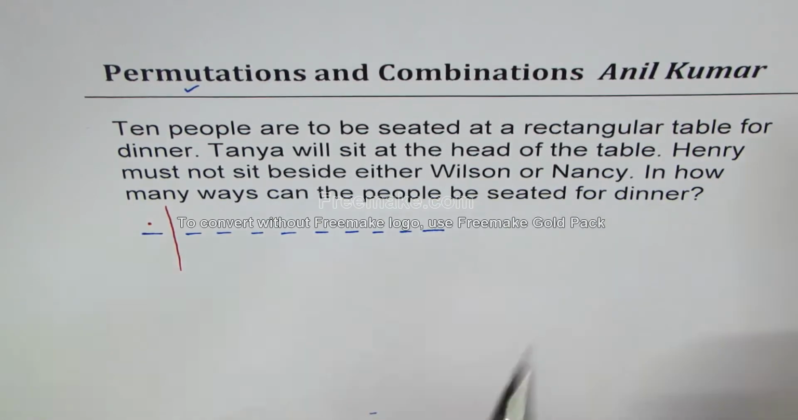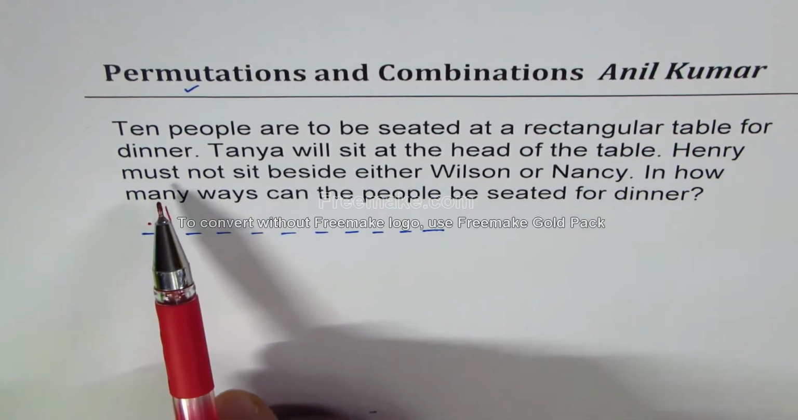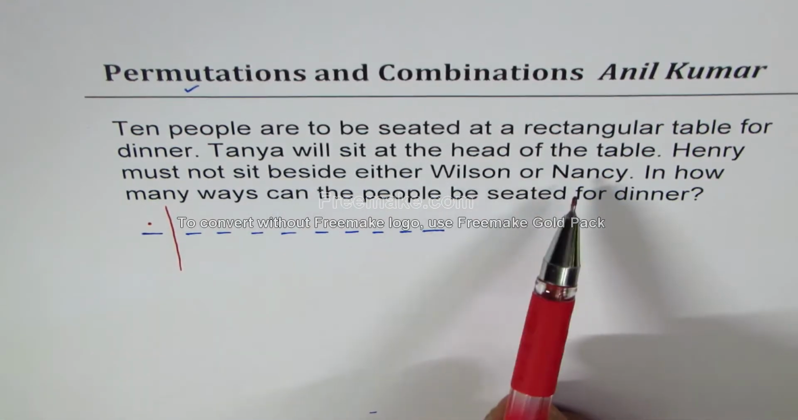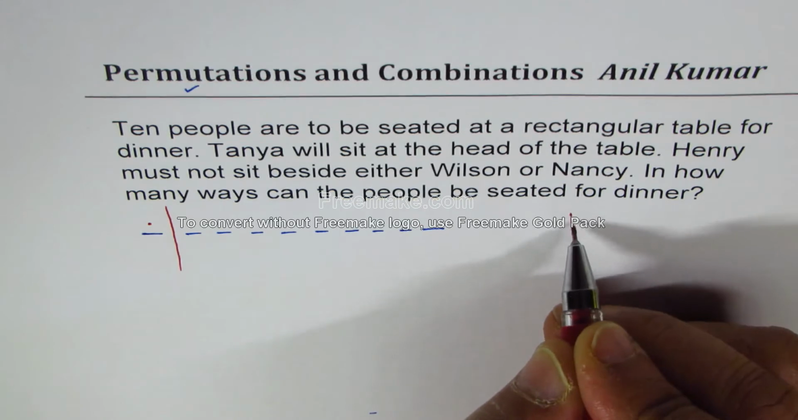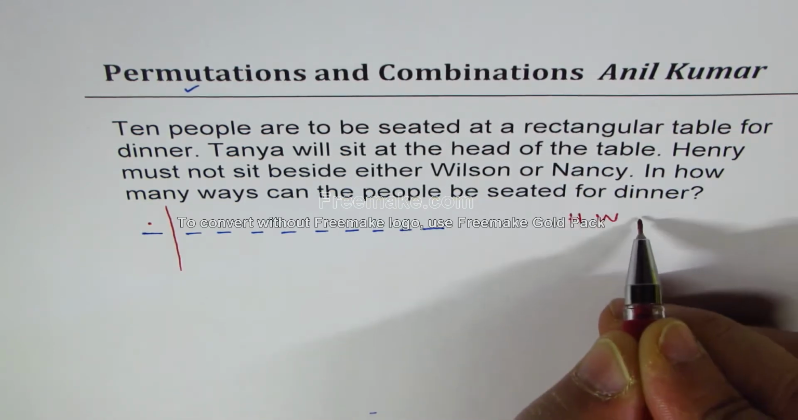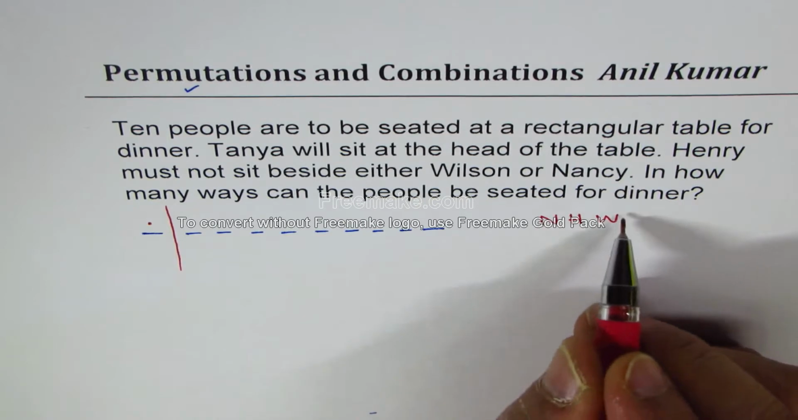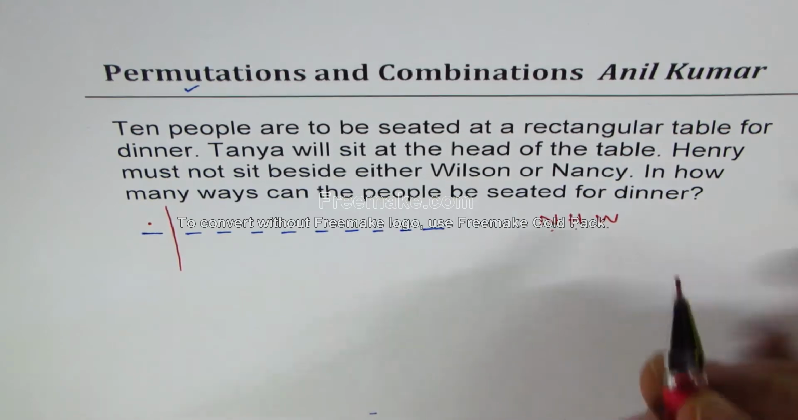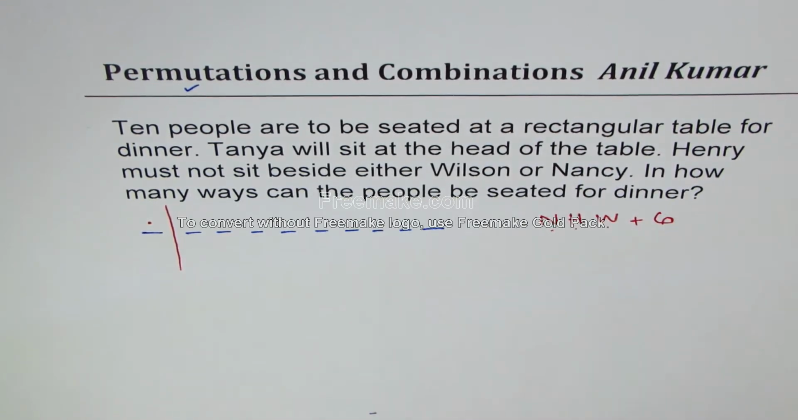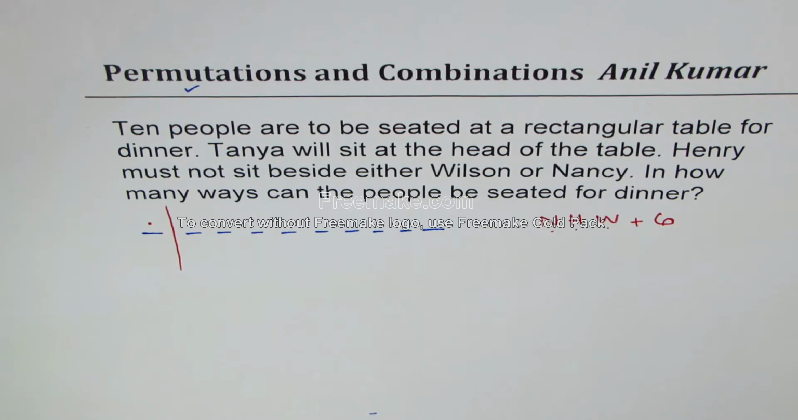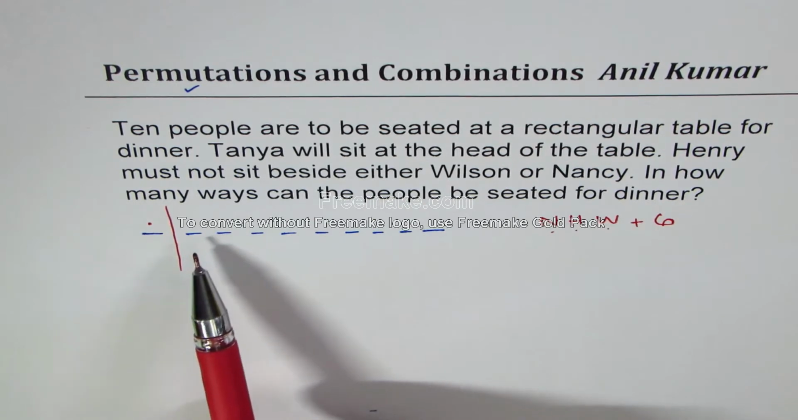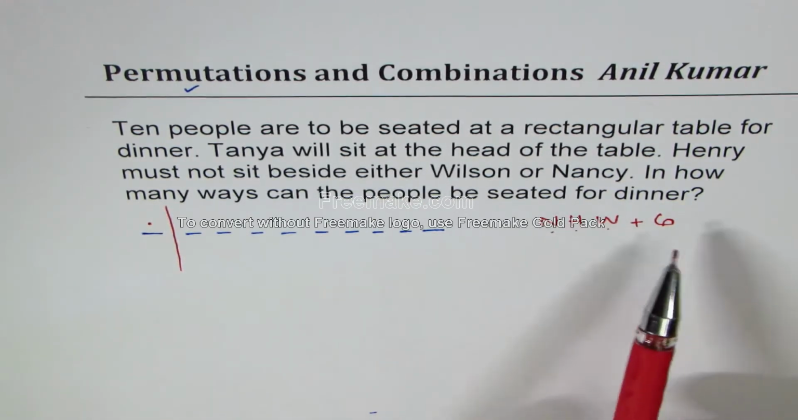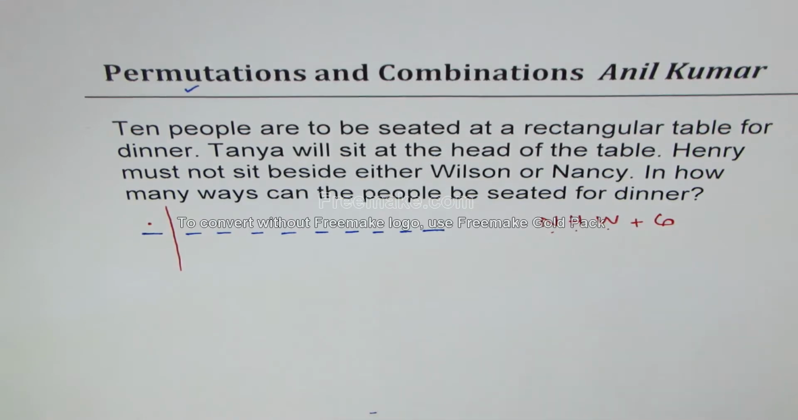In these 9 people, we have Henry, who must not sit beside Wilson and Nancy. So we have 3 special people, Henry, Wilson, and Nancy, right? So we'll not like to have this kind of a combination. Amongst these 9, we have 3 of these, plus 6 others who have no problems. We'll look for the possible number of combinations which all of them can make. Okay, so let's work out with cases.